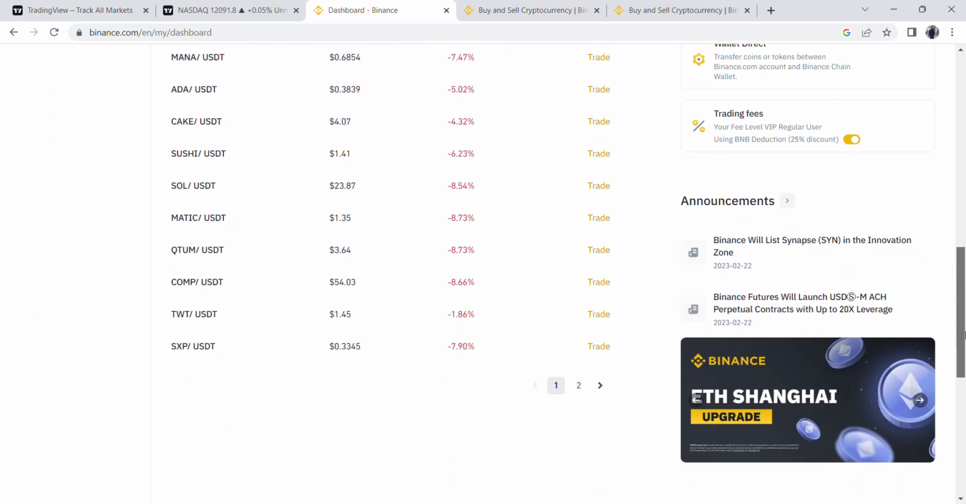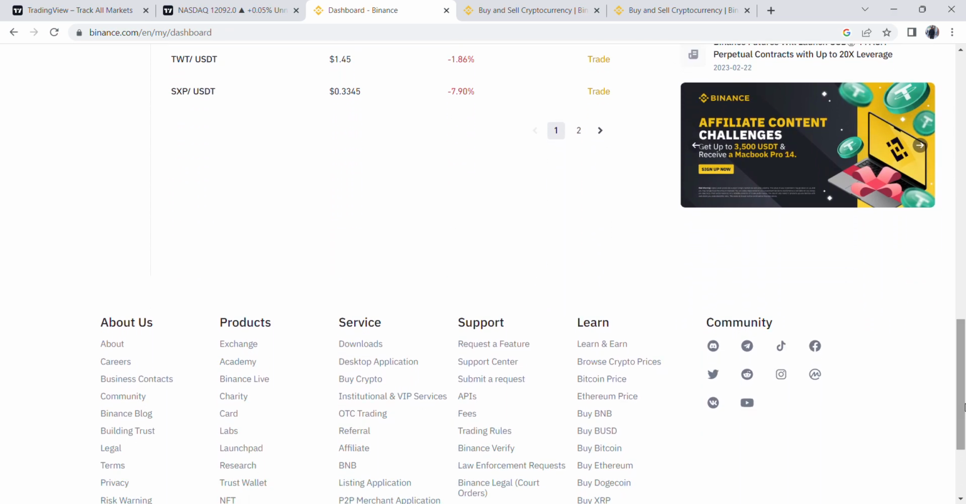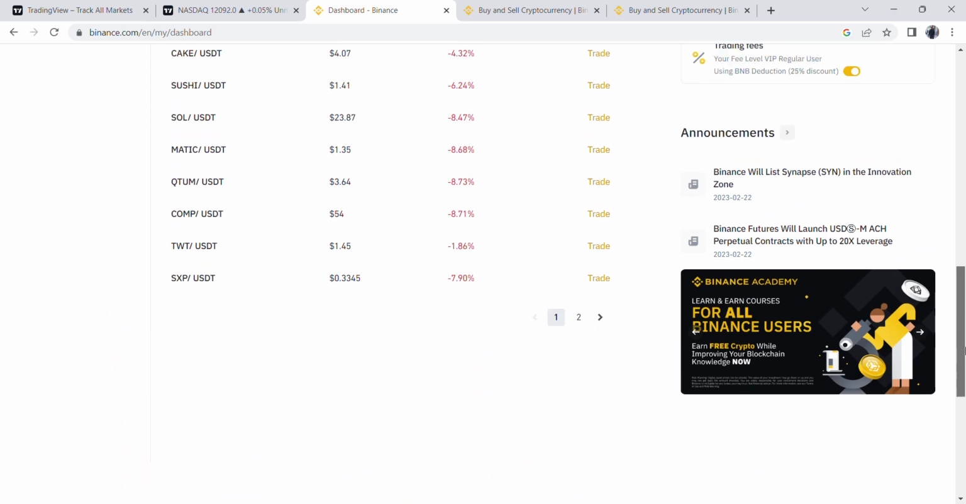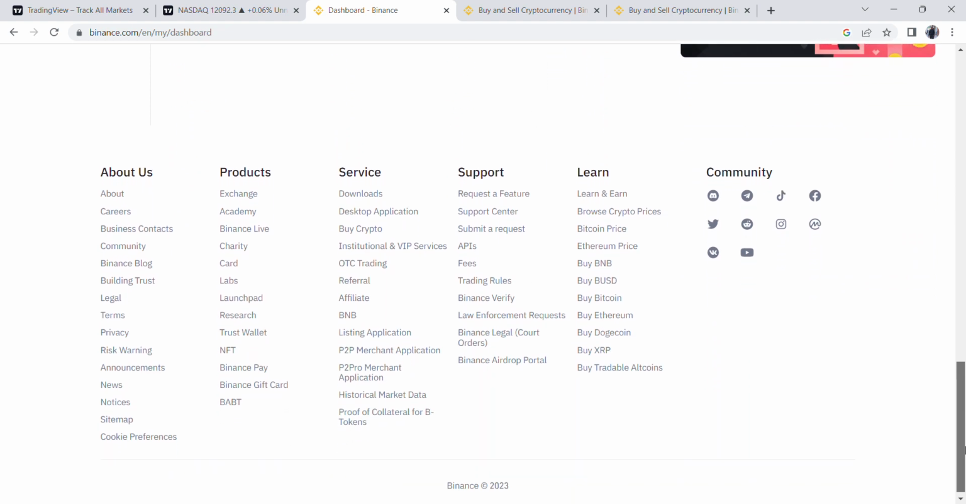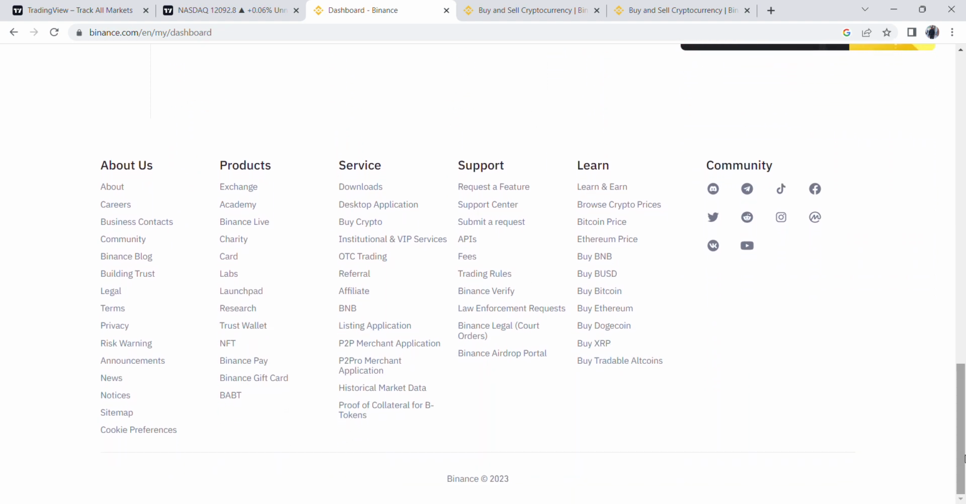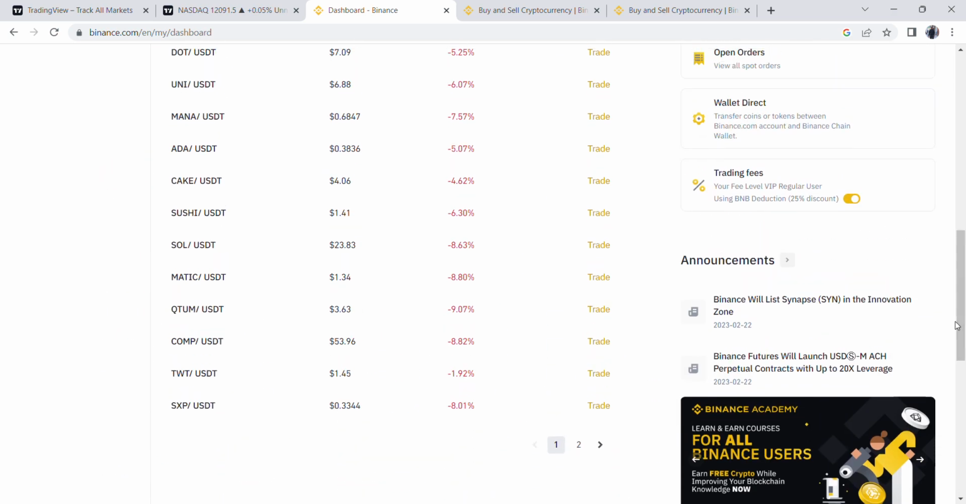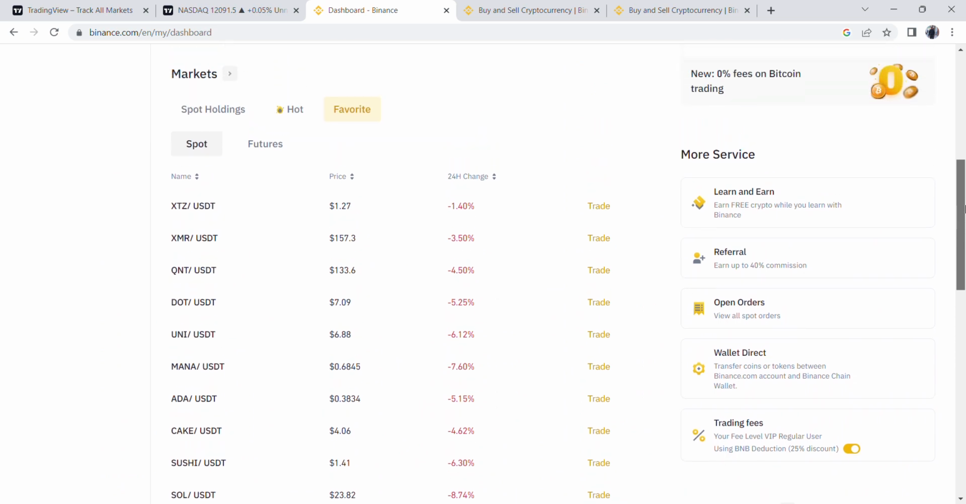I explained it thoroughly. So you can come down here if you're a graphic designer or a coder, there's also careers, about exchange, about us, product, services, support, and learn is a very important sector. If you want to learn crypto, please learn on Binance and get paid. You get paid to learn. That's Binance for you.